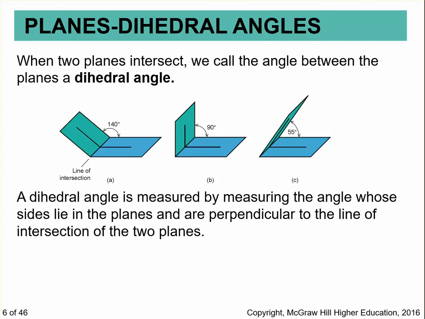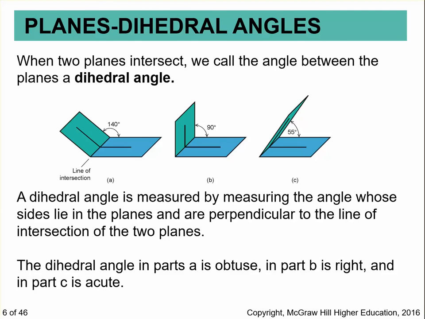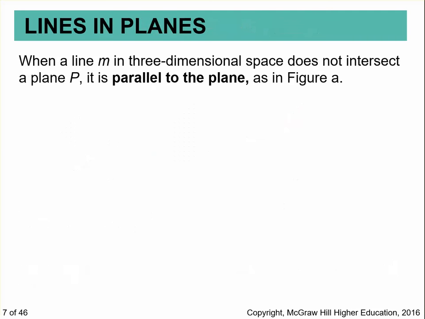Okay, dihedral angles are measured. A dihedral angle is measured by measuring the angles whose sides lie in the planes and are perpendicular to the line of intersection of the two planes. So not too much to worry about there. I think that's pretty simple. So in A, you have an obtuse, B is right, and C is acute. So just like regular old angles, dihedral angles have those same type of names as well.